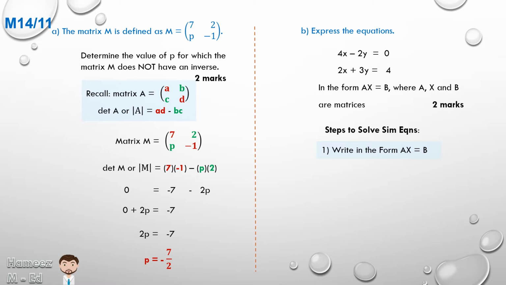So let's extract the coefficients of the terms of x and y and write it as a 2 by 2 matrix. So we have how many x? 4. And then how many y? Minus 2. And then in the next line, we have how many x? 2. And how many y? 3. That's why we get the first matrix, 4, minus 2, 2, 3, by x, y, equal to 0, 4. As such, the first 2 by 2 matrix is A, x, y will be X, and 0, 4 will be B. And we've solved it.